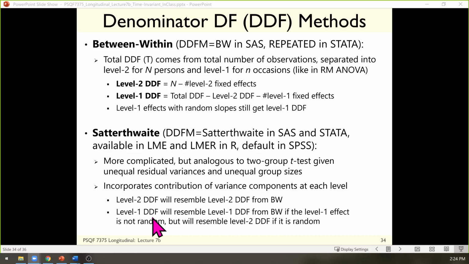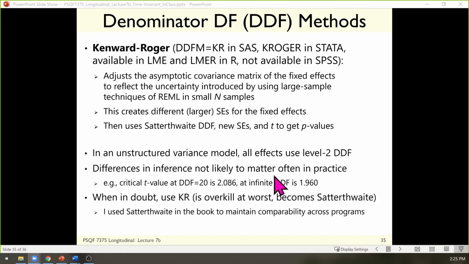In practice, denominator degrees of freedom for specific fixed effects are not reported. No one cares. What you would just say is one sentence in the beginning of your results that says denominator degrees of freedom were estimated using the Satterthwaite method. The end. And so you would only need to report then the estimate, the standard error, and some stars or some p-values. At the end of the day, though, it doesn't matter too much.